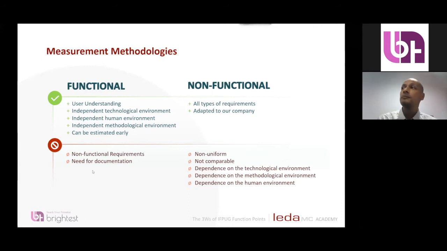While the non-functional methodologies can accept all types of requirements and can be adapted to any company, the problem for the non-functional is that it is not going to be able to compare them to another requirement and another methodology, and it is totally dependent on the technology, the methodology, and the human factor.